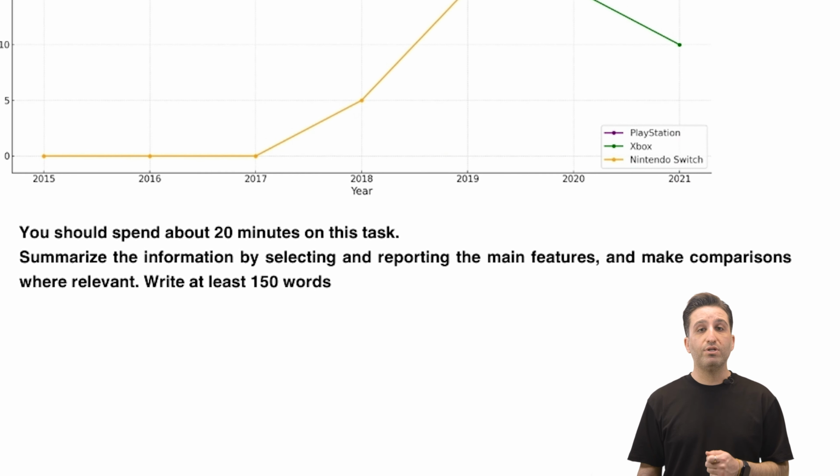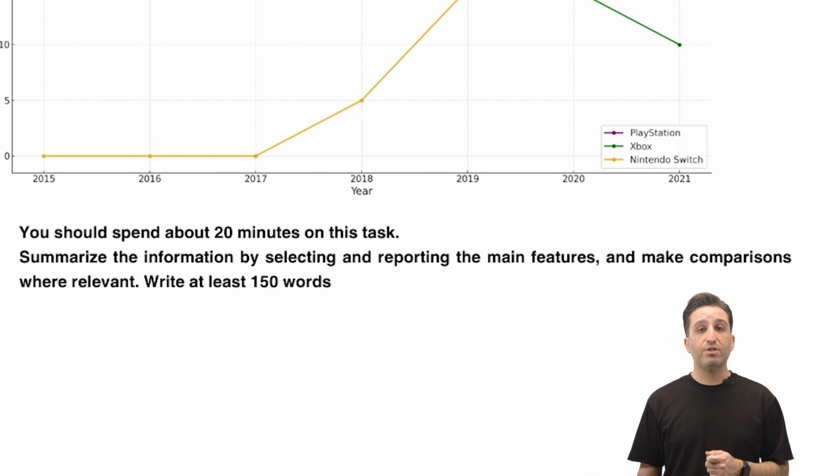Remember, if there are 2 diagrams in your task, you need to introduce them both. This can be done in 1 or 2 sentences. Here, for the introduction paragraph, we could paraphrase the description and say, the line graph portrays the sales volumes of 3 known gaming consoles: PlayStation, Nintendo Switch, and Xbox, over a span of 7 years between 2015 and 2021. The quantities are presented in millions of units.